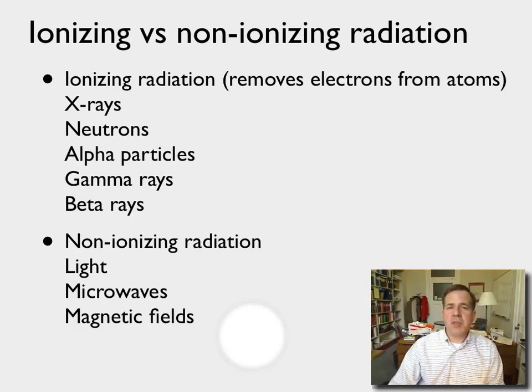So we can divide radiation, broadly speaking, into two categories. Ionizing radiation is capable of ionizing atoms, that is, removing electrons from atoms. And these include things like X-rays, neutrons, alpha particles, gamma rays, and beta rays. Non-ionizing radiation doesn't have the ability to remove electrons from atoms, and that includes things like light, microwaves, and magnetic fields, which are then generally less harmful than ionizing radiation, although it's worth pointing out that if they're sufficiently intense, this kind of radiation can actually cause heating, which can of course also damage the body.